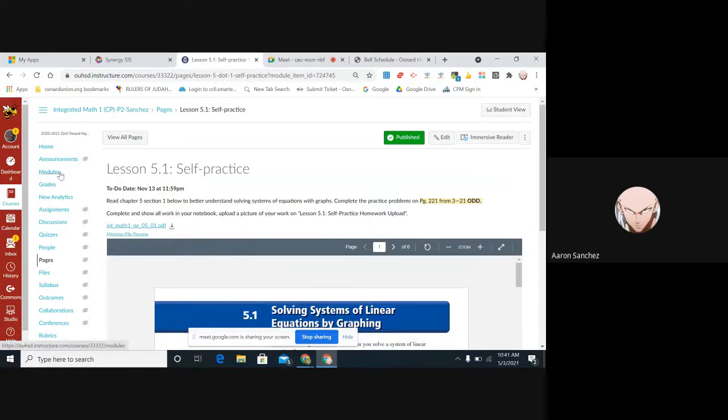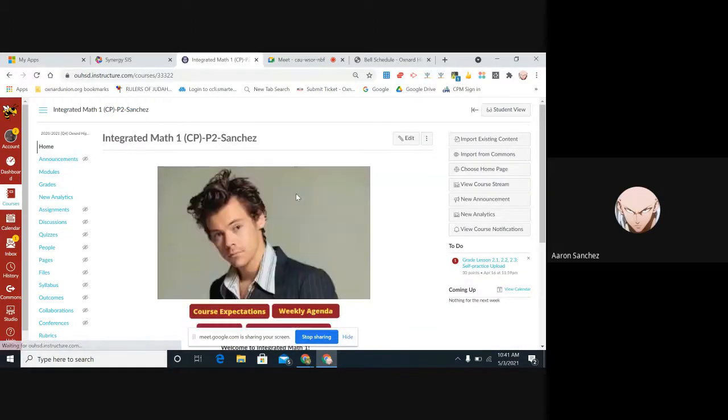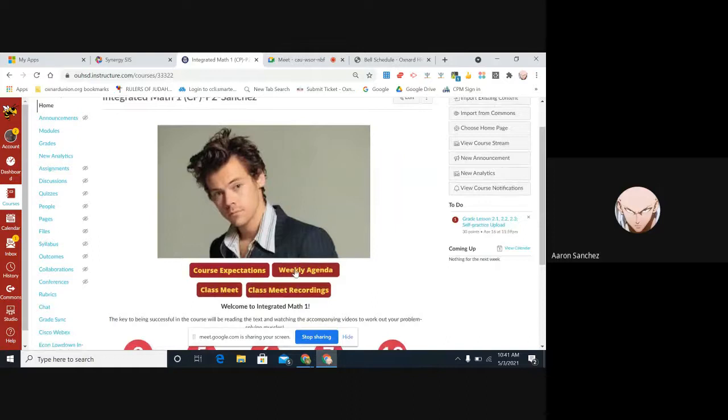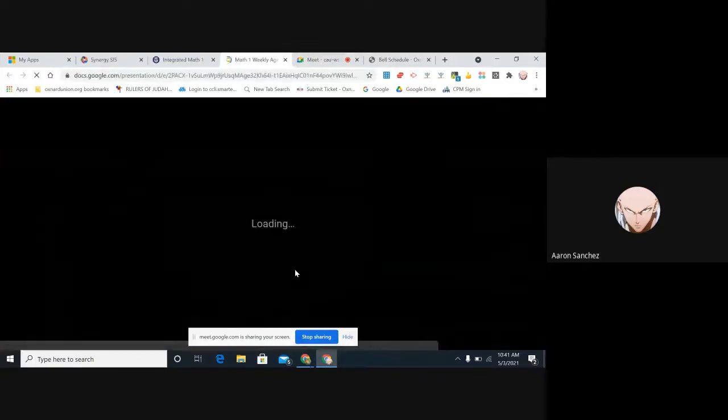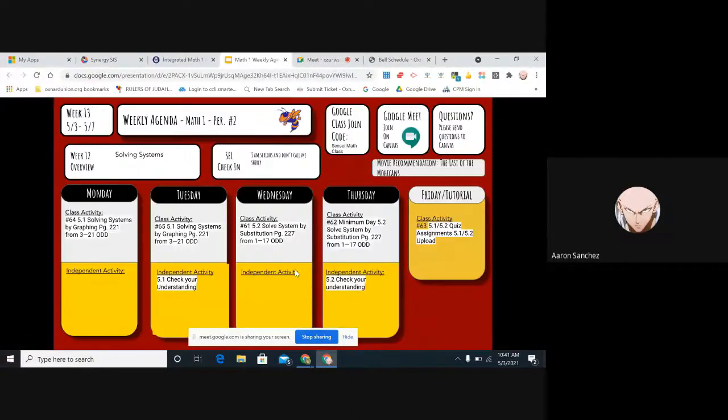So, what I wanted to look at was the weekly agenda. Sorry about that. So anyway, you guys look. Today we're doing page 221, 3 through 21 odd, solving systems by graphing. And then same thing tomorrow. Tomorrow is the check your understanding. Don't do your check your understanding today because I haven't got that. Tomorrow we'll do solve system by substitution. Okay.